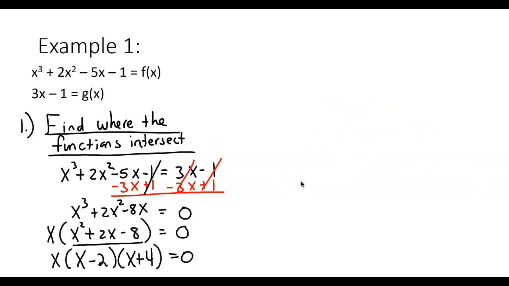All right. After you factor it, you're going to go ahead and set each piece equal to 0. So we're going to have x equals 0. We're going to have x minus 2 equals 0. And then we're going to have x plus 4 equals 0. And then we're going to solve all three.